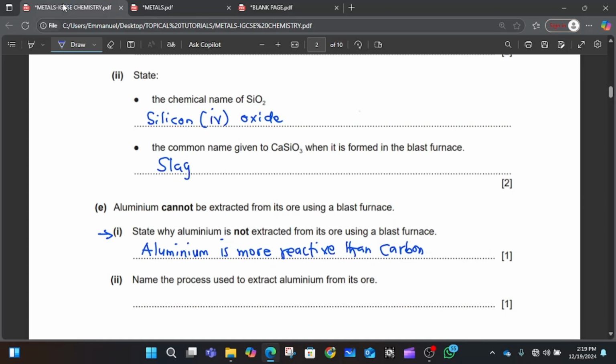II. Name the process used to extract aluminium from its ore. So we saw this to be electrolysis.